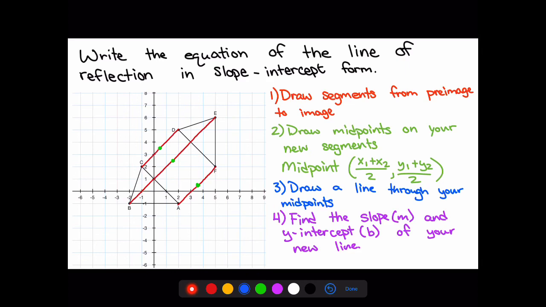Oops, wrong line. So I draw my line through my points, and we have this blue line here. This is our line of reflection.